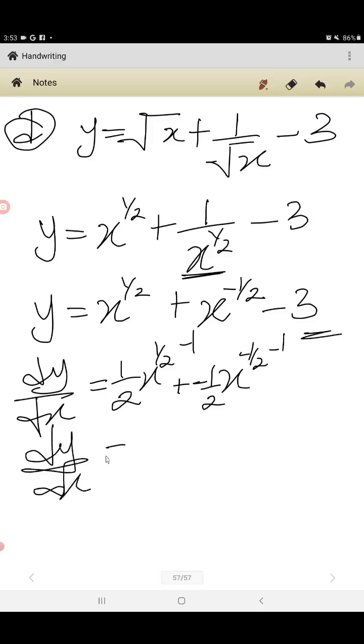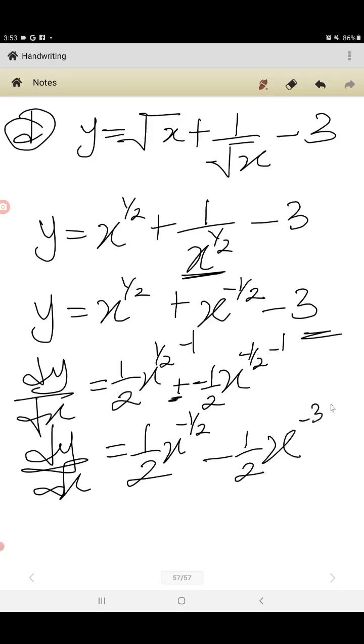So the derivative of y with respect to x is this, x to the minus half. At this junction, we have a plus times minus, which gives minus half times x, and minus half minus 1 gives minus 3 over 2, that is 1.5. So let's continue simplifying, which gives 1 over 2 times 1 over x raised to the power half, minus 1 over 2 times 1 over x raised to the power 3 over 2.